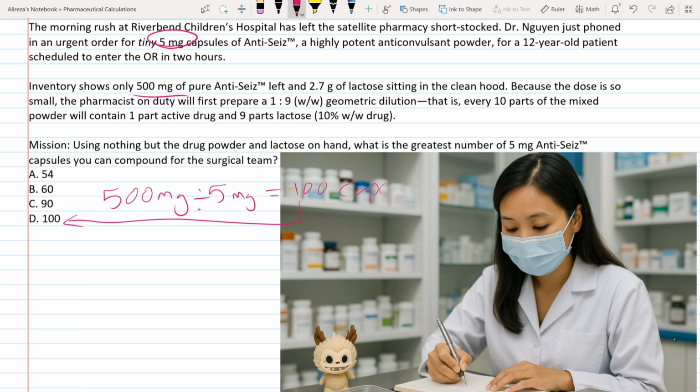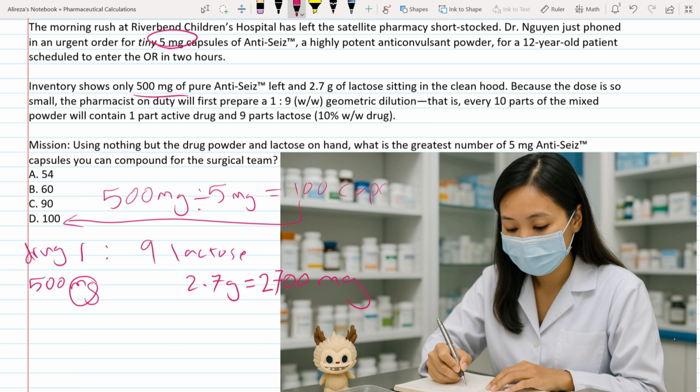So if you want to have a 1:9 part, and 1 part is the anti-seize and the 9 is lactose. First of all, for the lactose, we have 2.7 grams on hand, and we have 500 mg of the drug. I'm just going to call it drug. Now, because this is in milligram, it's best to convert your lactose to milligram. So essentially, this is an easy conversion. So this is 2,700 milligram. There are 1,000 milligram in 1 gram. Now you can calculate each part.